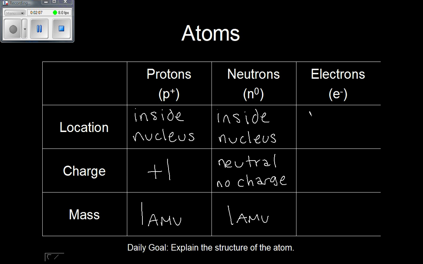Finally, our electrons surround the nucleus. Electrons, as the symbol shows, have a negative 1 charge. Electrons have a mass that is so small that we consider it to be 0. Although they do have a mass, because they have to in order to exist, it's so much smaller than that of a proton or a neutron, we don't have to actually think about it when calculating the mass of an atom.